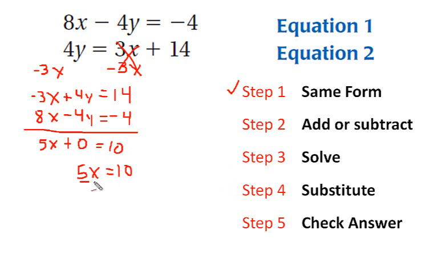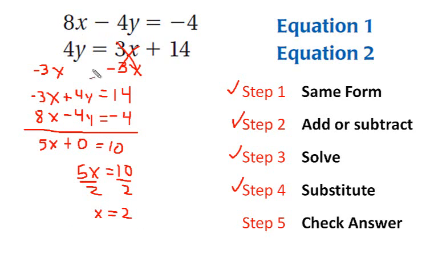So next step here is to divide by 5, and I get x equals 2. Alright, once I added and subtracted here, then once I got to this, I went ahead and solved for x. Next step is to substitute back in, which we've done before when doing substitution, where we find one answer and then substitute that back in to find the other one.